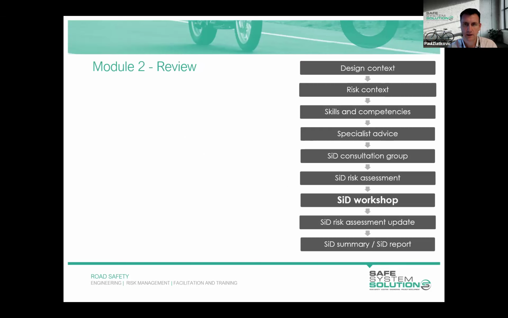And this is getting us towards the end of module 2. So just to re-emphasize all the tasks that are involved in the safety and design process. So identifying the design context and the risk context, identifying the skills needed to have that full picture of design knowledge for your project, bring in any specialist advice, and form your consultation group with those designers and your workers.